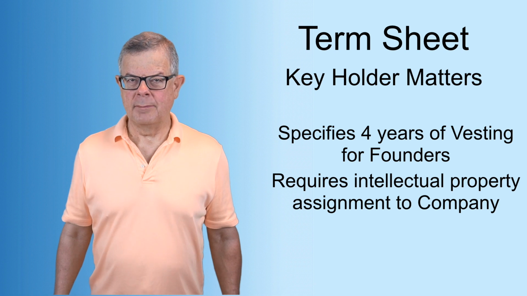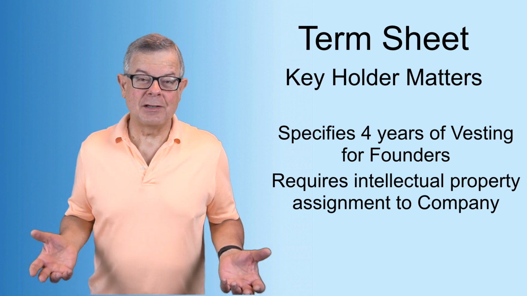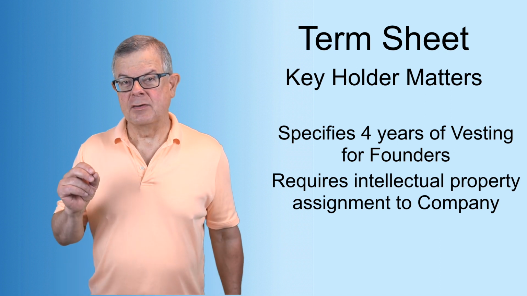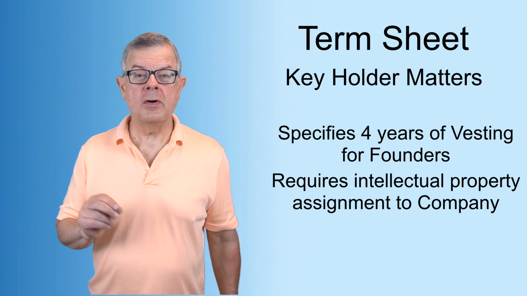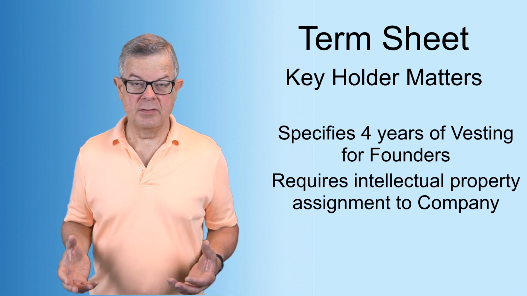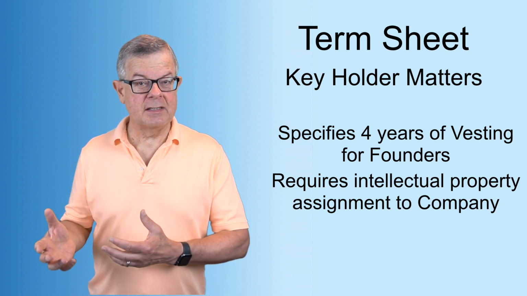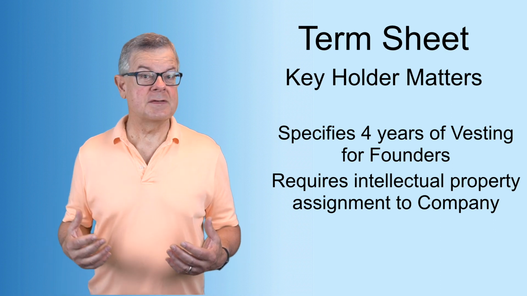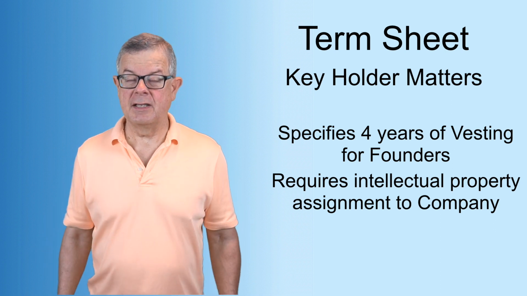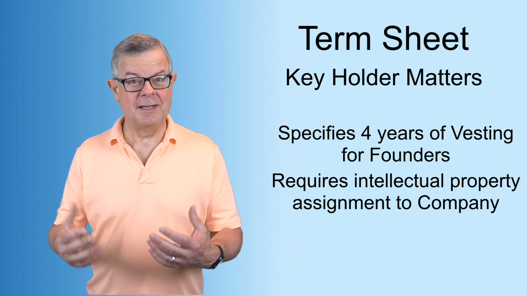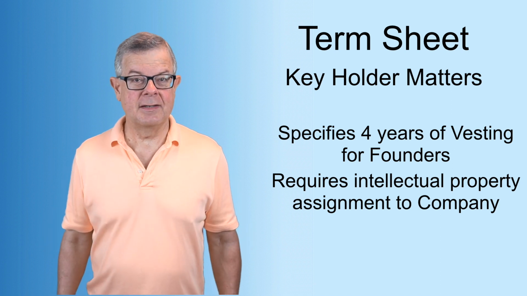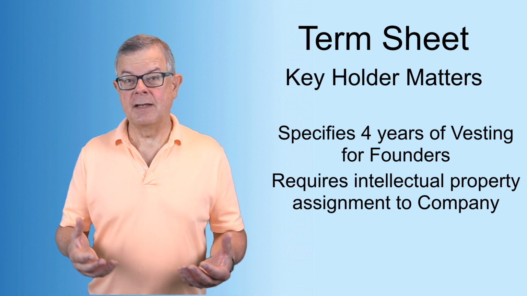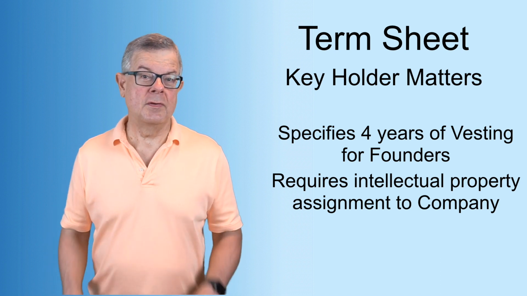Key holder matters. Now, key holder basically refers to founders who hold a lot of common stock. And the term sheet requires that there be a 4-year vesting of their shares. So in other words, if they opt to leave the company before 4 years is up, they'll forfeit at least some of their stock in the company. Obviously, that's meant to retain the key founders at the company. This term also requires that the founders, of course, assign their intellectual property to the company.